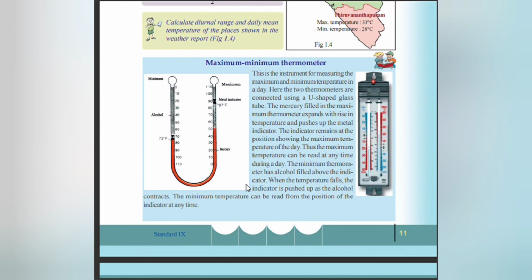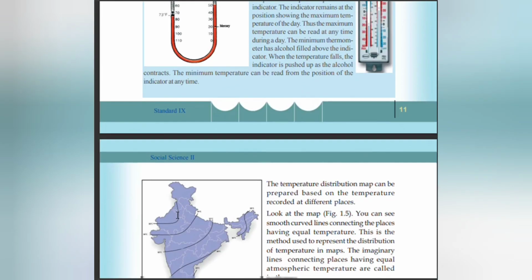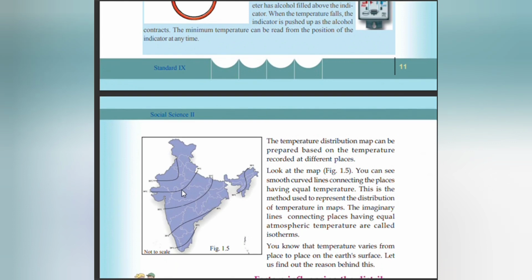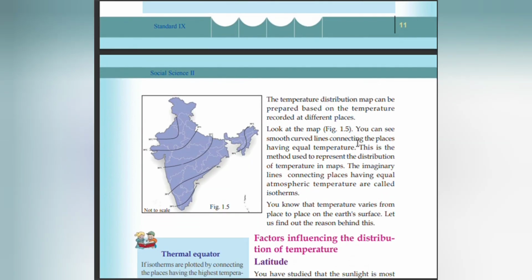The minimum thermometer has alcohol filled above the indicator. When the temperature falls, the indicator is pushed up as the alcohol contracts. Minimum temperature can be read from the position of the indicator at any time. The temperature distribution map can be prepared based on the temperature recorded at different places. Look at the map. You can see smooth curved lines connecting the places having equal temperature. This is a method used to represent the distribution of temperature in maps.